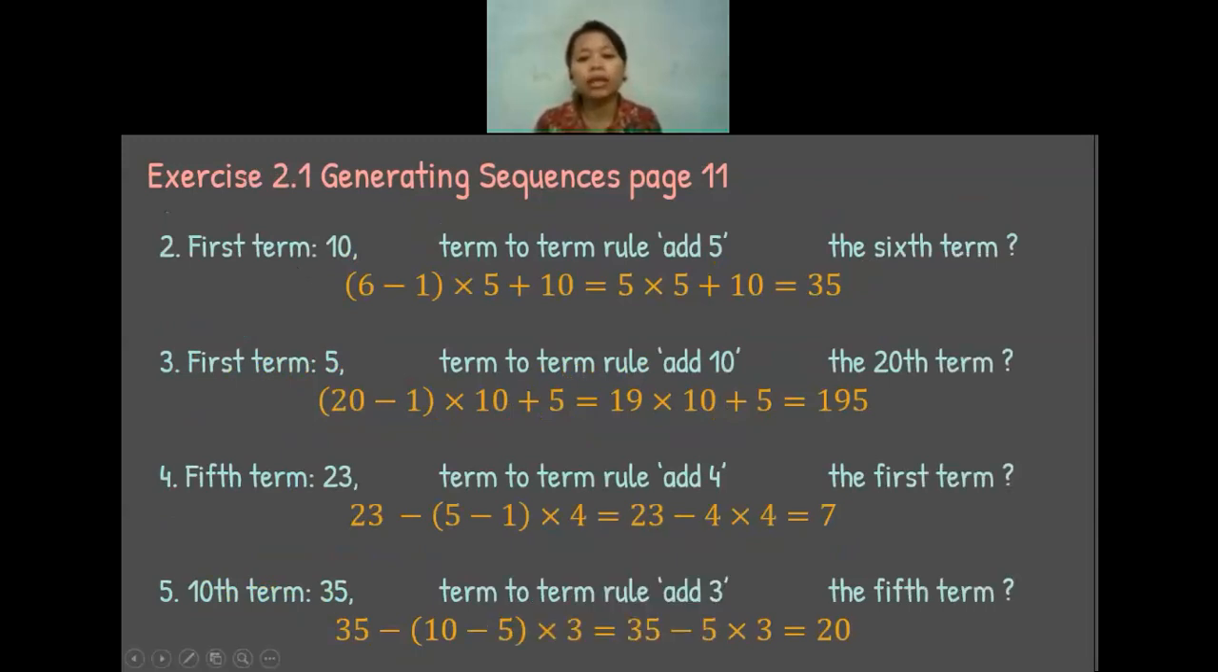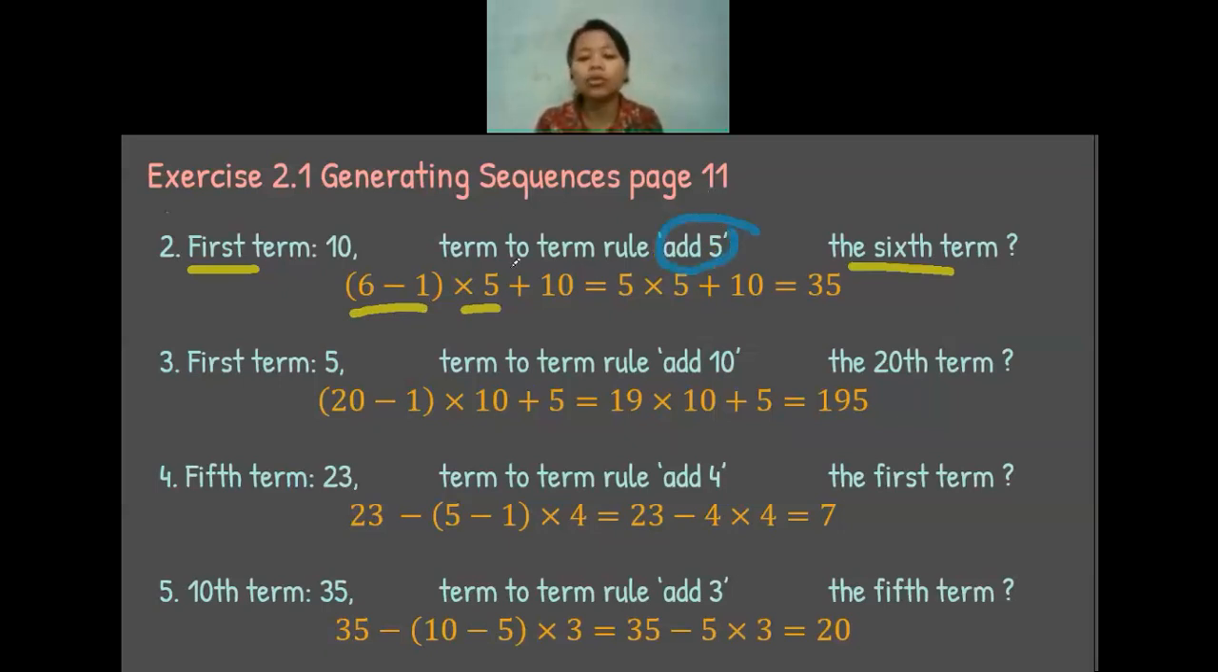So in here, this is for question 2. I have the first term, so the position number is 1. And then I need to find the 6th term, the position number is 6. So I do 6 minus 1. And then I multiply it with the term-to-term rule given. The term-to-term rule given is 5. So 6 minus 1, I multiply it by 5.